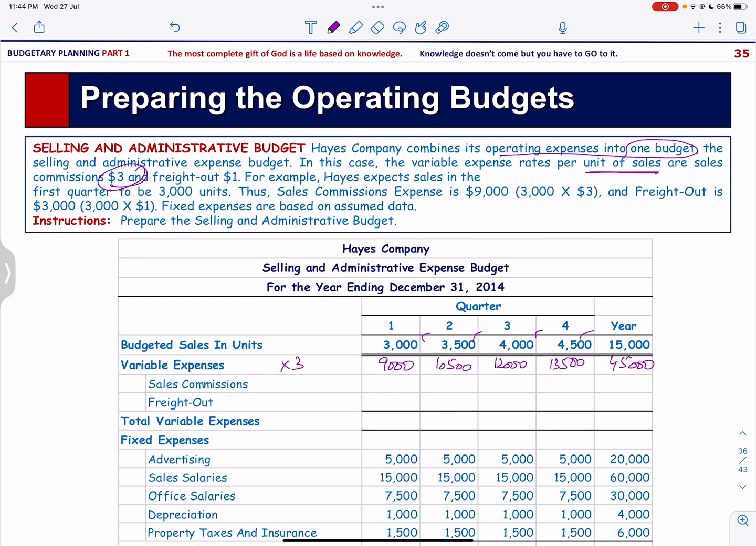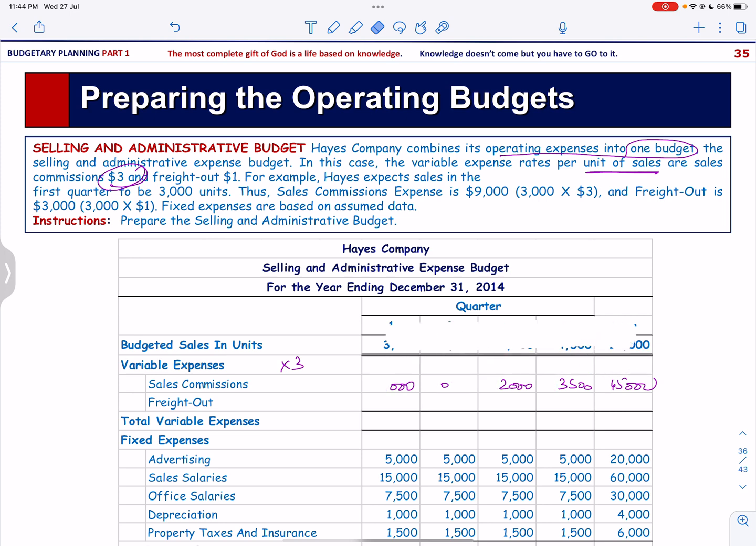Sorry, I should have put here $9,000, and this will be 10,500, and this is 12,000, 13,500 and the total will be 45,000.